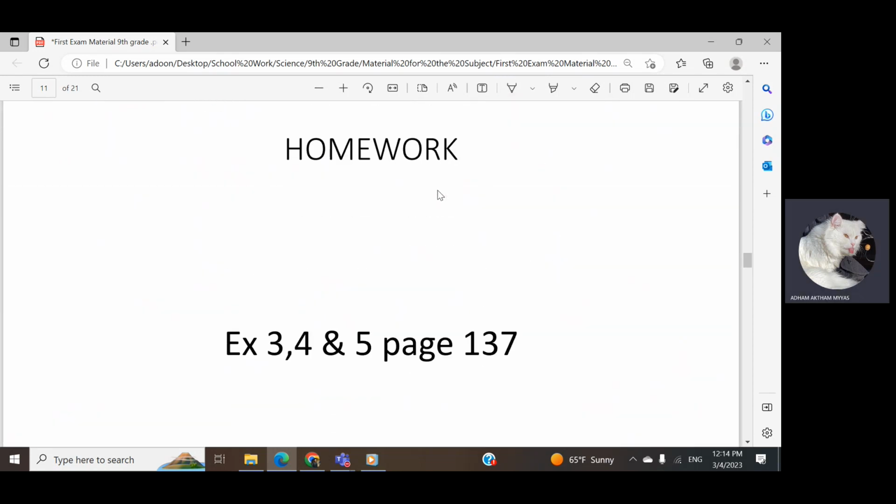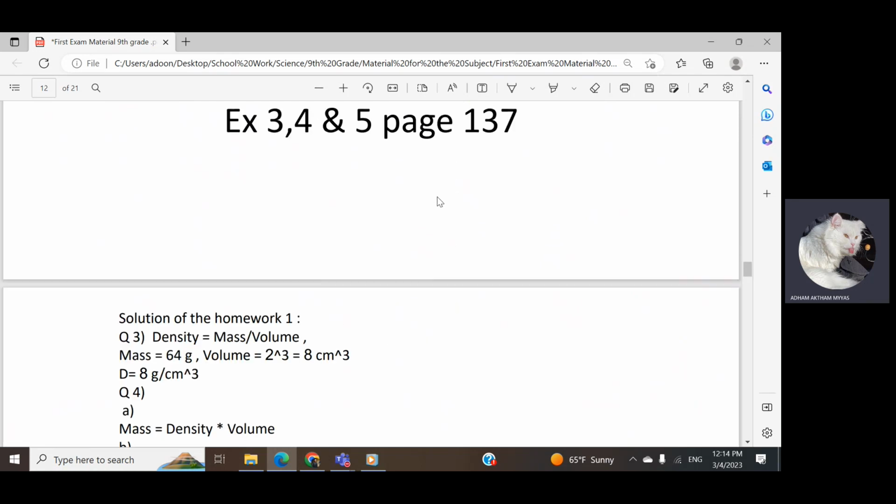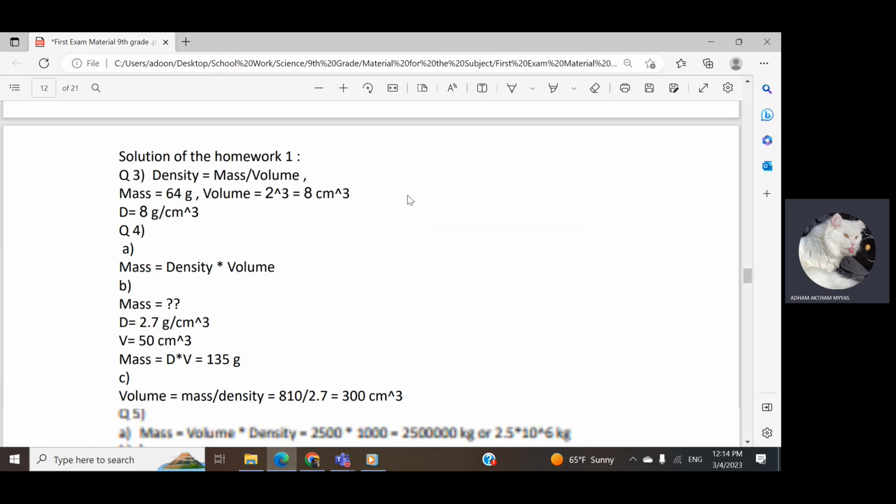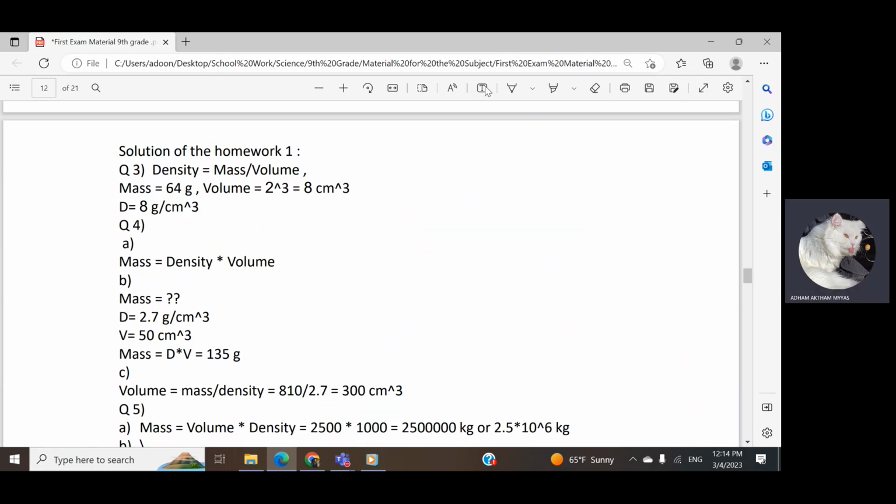I gave you homework for page 137. As I told you, the first exam will include pages 136, 137, and page 12 in addition. So now let's move to the solution for the homework.